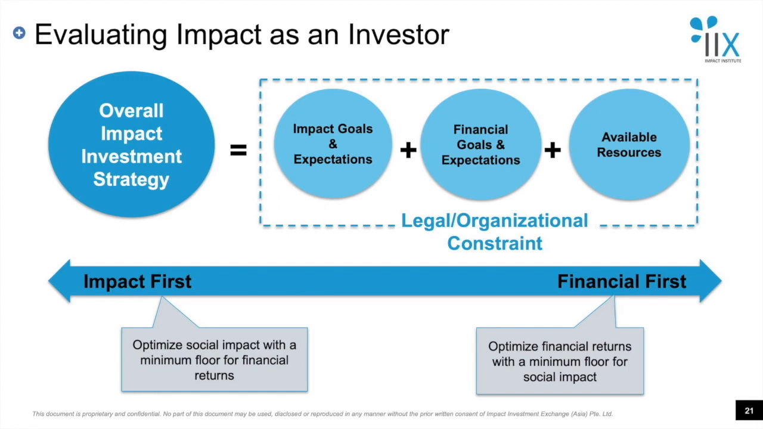And that will allow you to put a stake in the ground in terms of how you're going to move forward. You need to be able to include these objectives in the ultimate result that you're trying to get from your investment. If you look at the slide in front of you, you'll see that the overall impact strategy equals the impact goals and expectations. You also have the financial goals and expectations. And then you have the available resources.